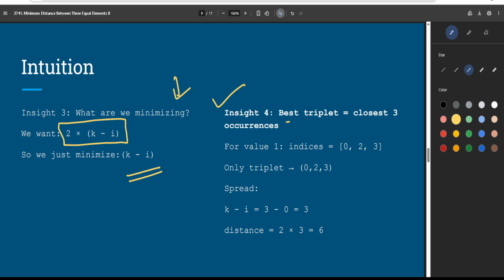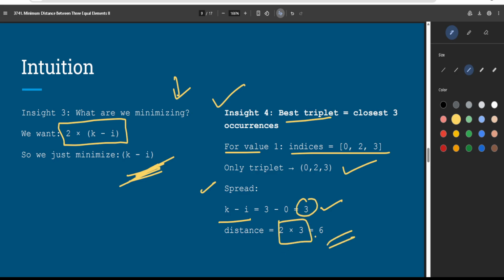What is the best triplet we have? We have the closest 3 occurrences. It means any value should occur at least 3 times, and we'll get the indices i, j, k, for example the triplet 0, 2, 3. And we look at the spread. How will you find the spread? It is k minus i. If we are able to find k minus i, we can calculate the distance. You just need to multiply it by 2, then you will get the result, right? So this is the intuition, and how you should think about it.